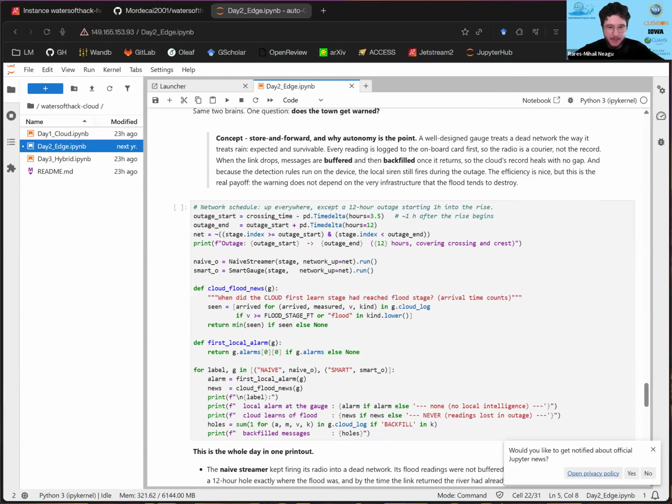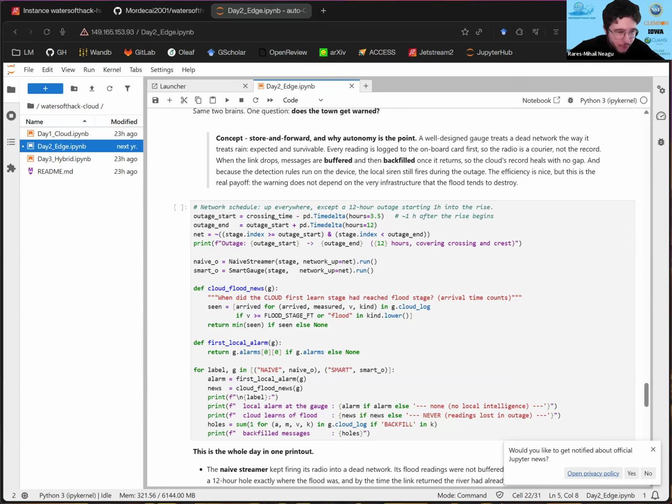All right. So now let's schedule the outage. We're going to call the crossing time. The crossing time is the time when we went above 10 feet, so when the flood started, right? We're going to do it basically 1 hour after the rise begins.